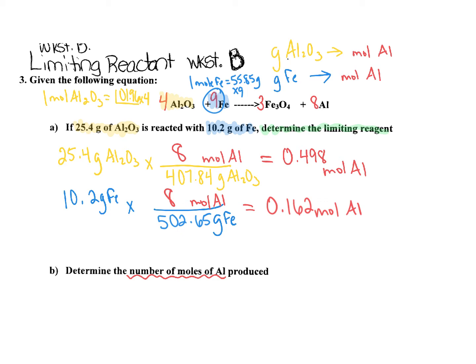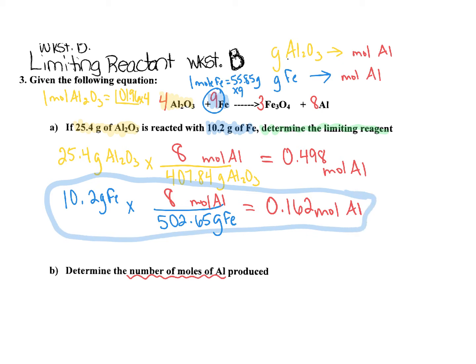So now I've got to figure out what's my limiting reactant. Well, remember, the limiting reactant is whichever one is going to make me fewer moles of aluminum. So that's going to be my iron right here. Iron's going to make me only 0.162 moles of aluminum. I'm not going to be able to make 0.498 moles of aluminum because I don't have enough iron to make that much. So I'm only going to make 0.162 moles of aluminum.